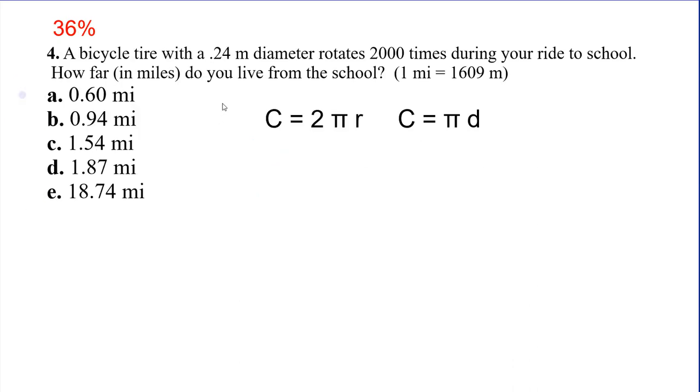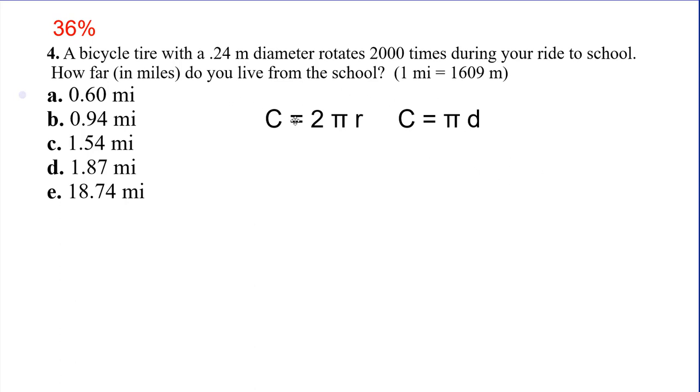Okay, so a bicycle tire with a diameter of 0.24 meters, so that's going to be 24 centimeters, because there's 100 and that's 100th. Okay, the tire rotates 2,000 times during your ride to school. How far in miles do you live from the school?